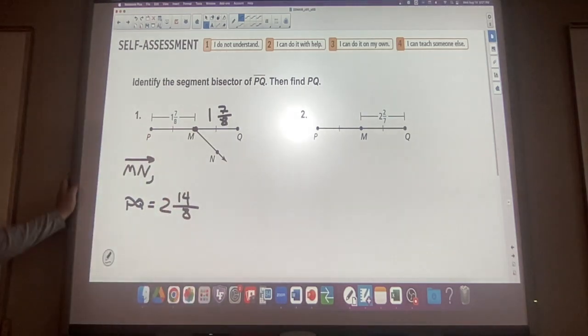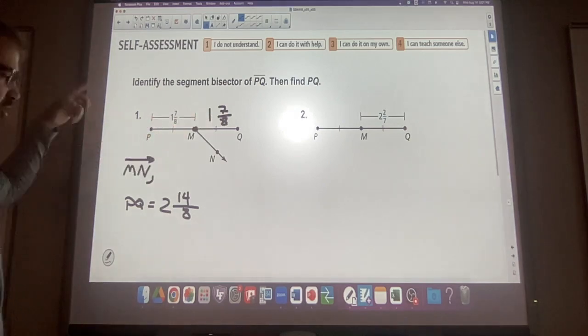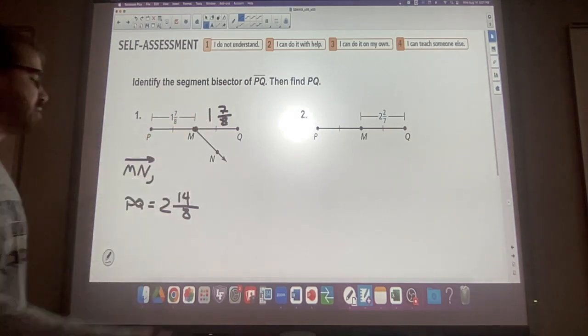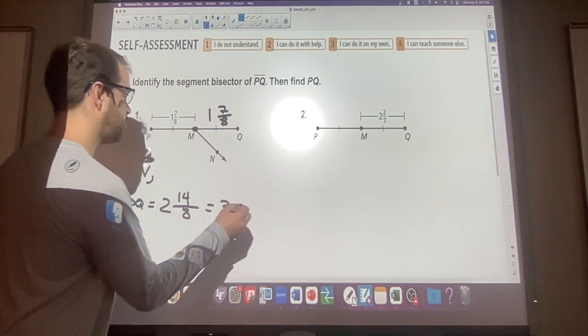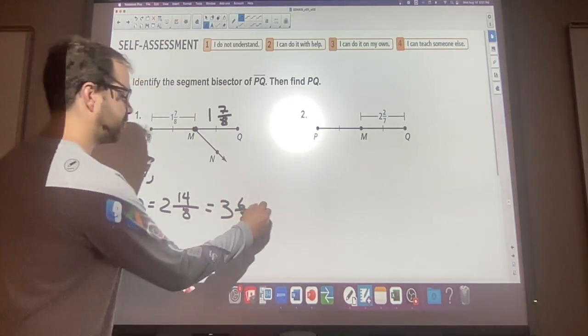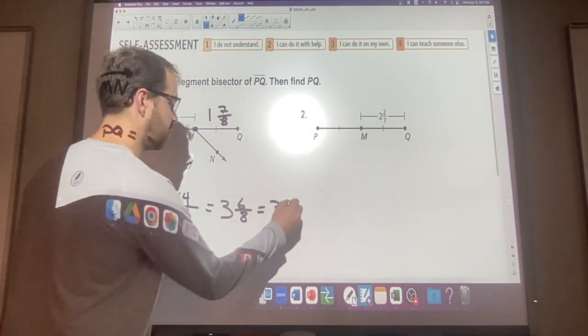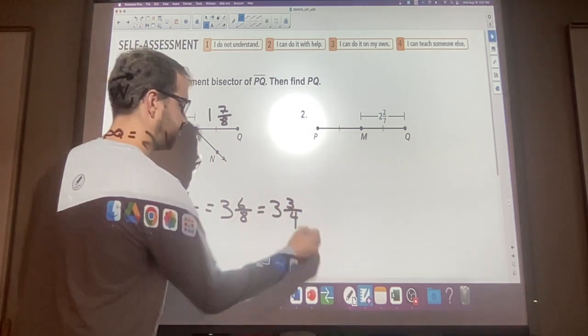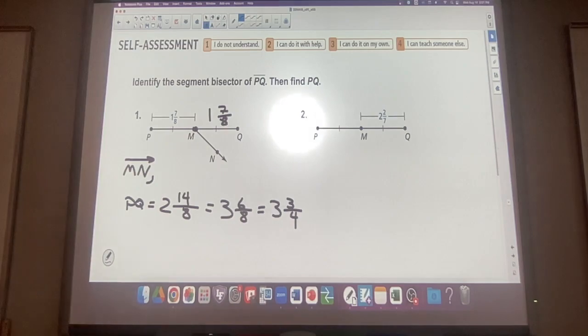Okay, obviously these 7/8 add together to be more than 1, so we have to simplify that down. So we get 3 6/8. Or you could simplify that down even further to 3 3/4. Okay, make sure you remember how to do fractions.